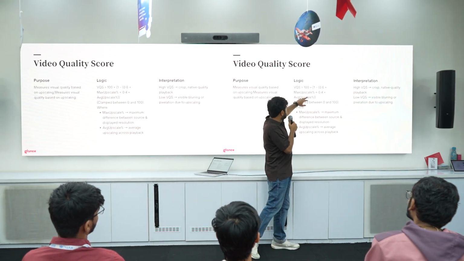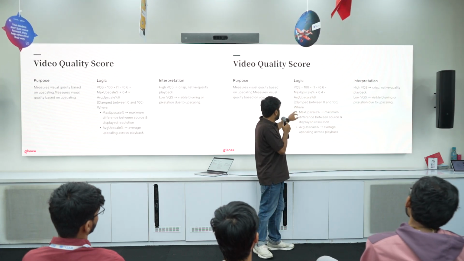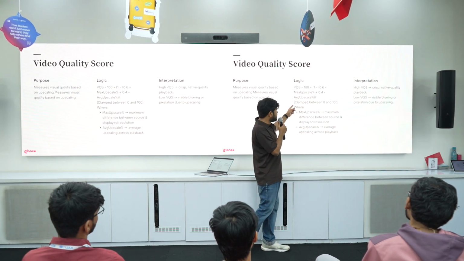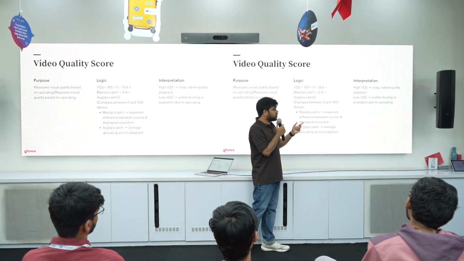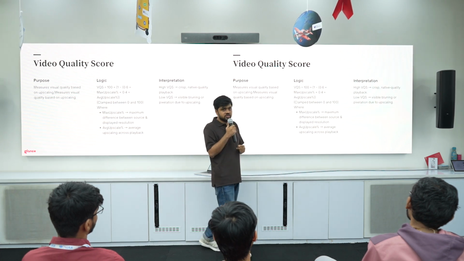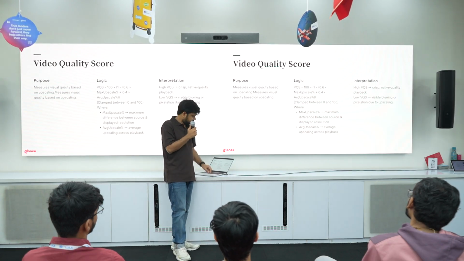We take the max upscaling that happened in one session, and the average upscaling that happened throughout the session. We put those values in this formula and we get a score between 0 to 100. Again, if the score is high, the users are seeing crisp videos. If the score is low, the videos are blurry.